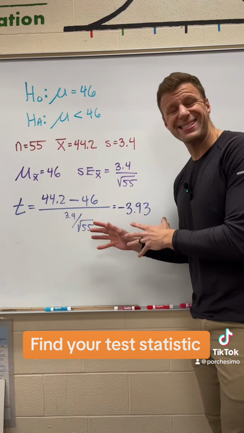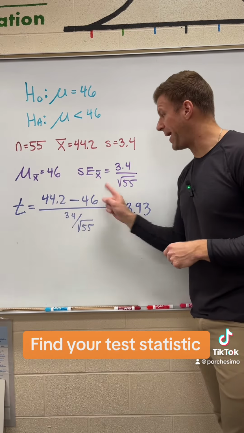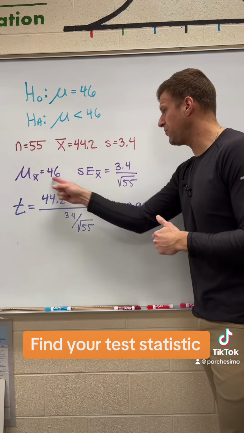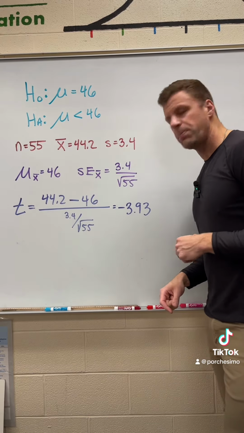Then we have our test statistic, which is the t-score. That's going to be taking our observed mean minus the null that we assume to be true for the center of our sampling distribution, divided by that standard error, and we get negative 3.93.